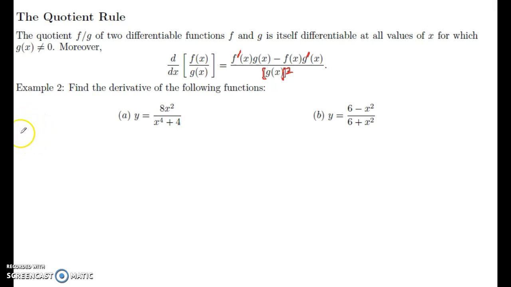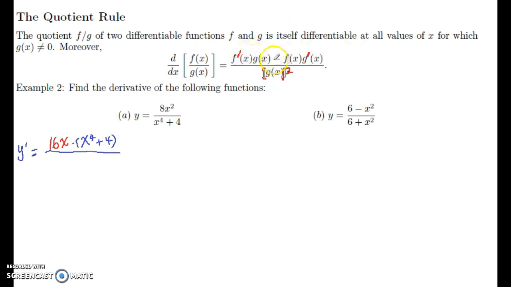So in example 1, we want to find y prime. It will equal, it's a quotient. So on the top, the first one is the derivative of the first function. Okay, so what is the derivative of 8x squared? It is 16x. Okay, you multiply the function in the denominator, g of x, which is x to the fourth power plus 4.